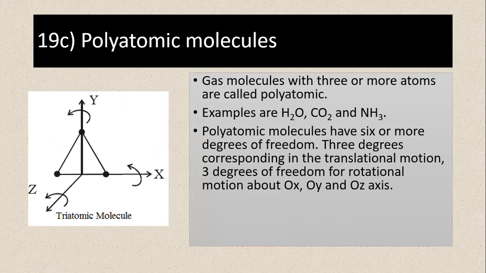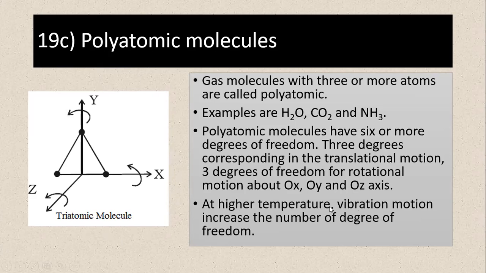Polyatomic molecules are gas molecules with 3 or more atoms, such as water, carbon dioxide, and ammonia. Polyatomic molecules have 6 or more degrees of freedom: 3 corresponding to translational and 3 to rotational, along the x, y, and z axes.